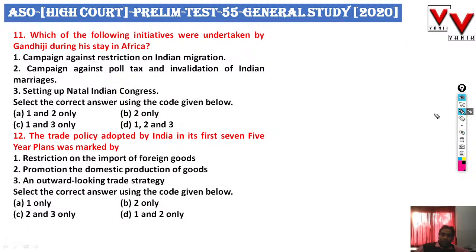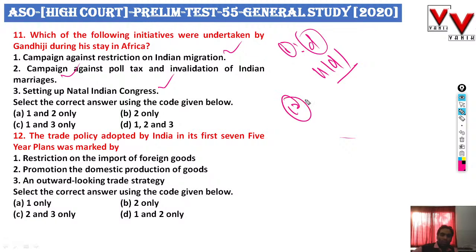The very first is campaigning against the restriction on Indian migration. This is right. He did like that. Campaigning against the poll tax and the invalidation of the Indian Marriage Act. This is also right. He set up the Natal Indian Congress there in South Africa. So this is also right. So 1, 2, 3, all are correct. He did all these activities in South Africa. So the right answer is D only. The 11th right answer is D only. Now we are going to proceed further and discuss the 12th question.